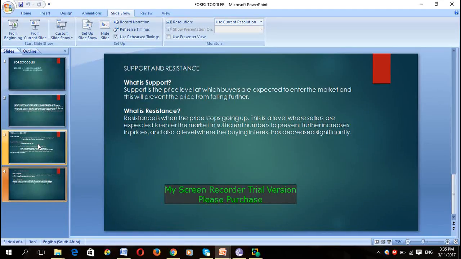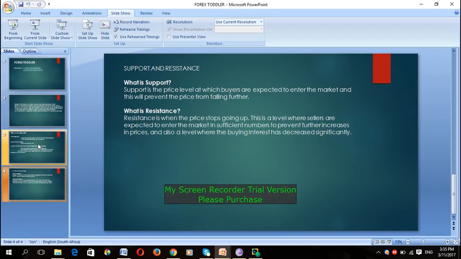Okay, so what is support? Support is the price level at which buyers are expected to enter the market, and this will prevent the price from falling further. What is resistance? Resistance is when the price stops going up. This is a level where sellers are expected to enter the market in sufficient numbers to prevent further increases in prices, and also a level where the buying interest has decreased significantly.